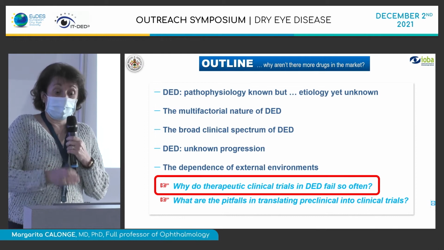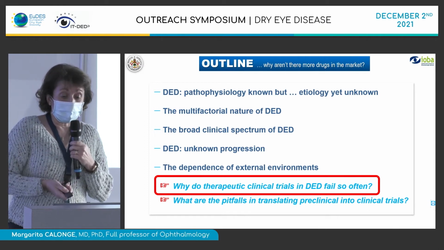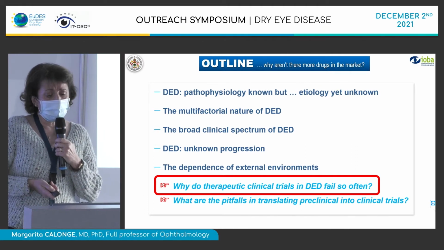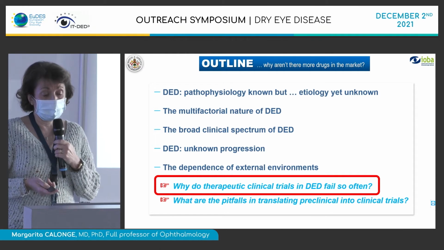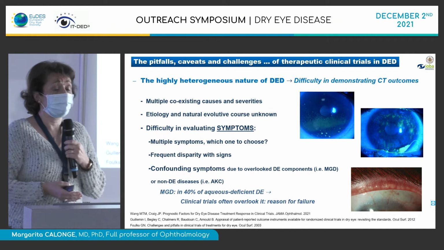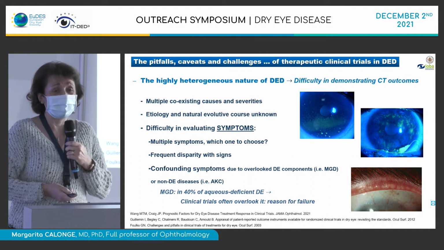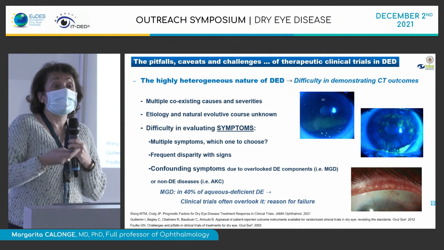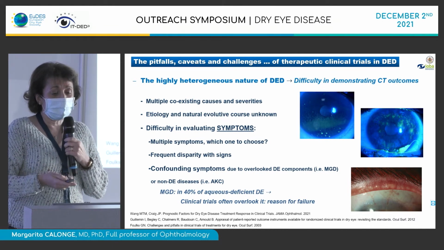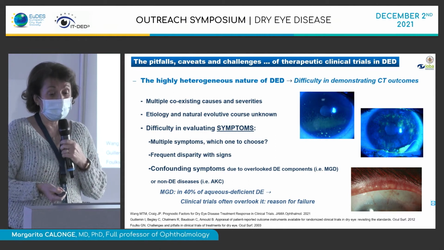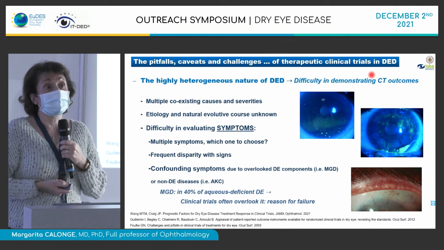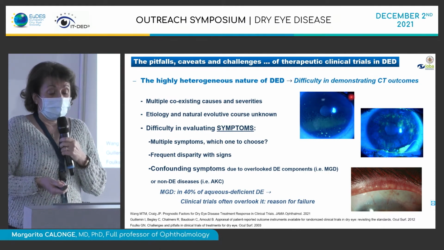So now that we established that, which is very important, we'll try to answer these 2 questions. Why do therapeutic clinical trials in dry eye fail so often? Well, we could have a 7-day workshop talking about this and not be finished, but I just have 3 slides about this. One of the reasons, and why I was speaking about the spectrum of dry eye, is that this highly heterogeneous disease is very difficult to demonstrate results in clinical trials. We have already covered that.